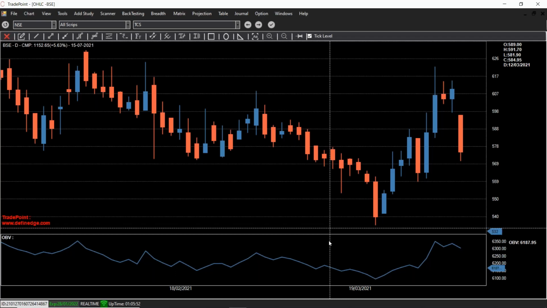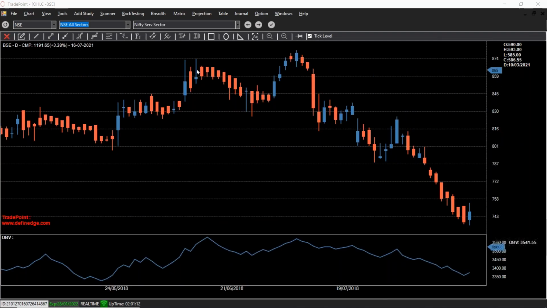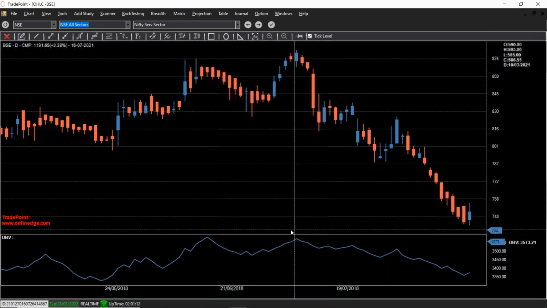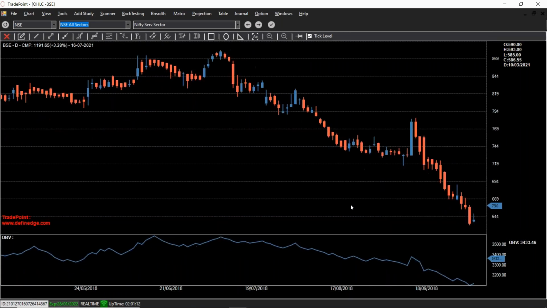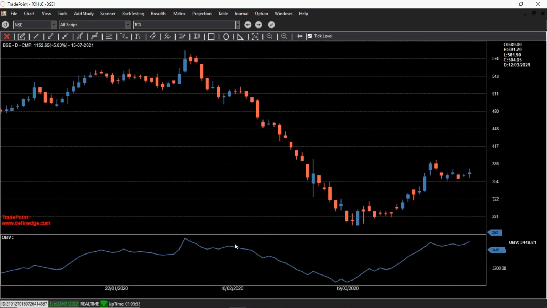We can also read divergences. For example, when price is making a new high, but OBV is not making a new high, like we read divergences on any other indicator, it's a negative divergence. Same way, if price is making a new low, but OBV is not making a new low, it's a bullish divergence. So that's how we can read it, and we can read it along with any other indicator like momentum or oscillators. So this becomes an indicator that tells us about the price and volume action, right?